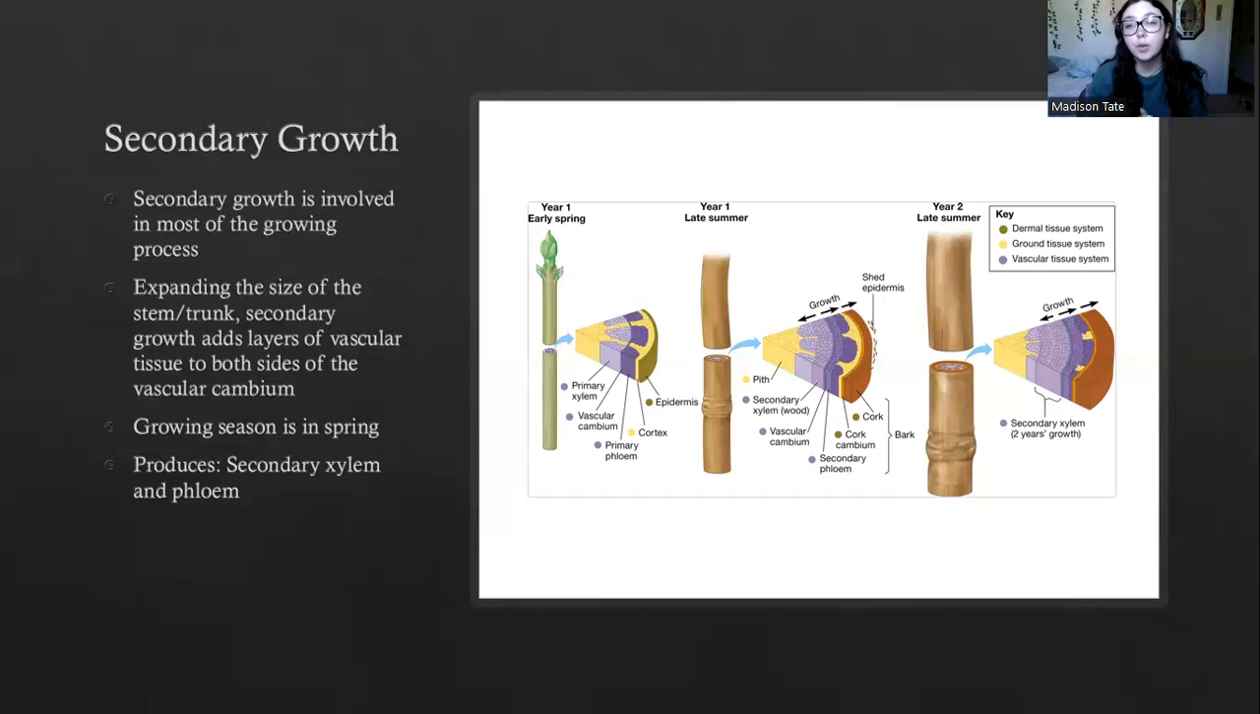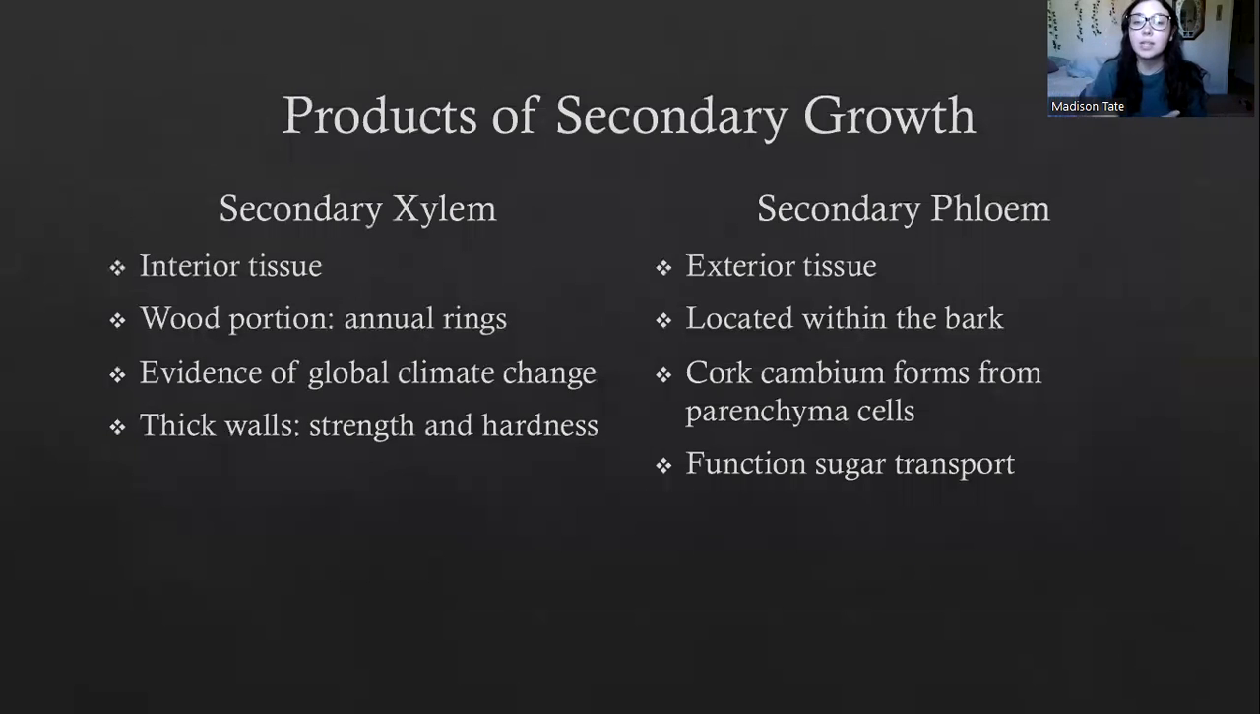And it is growing season within spring, and two products are also produced during secondary growth, which are secondary xylem and phloem. The products of secondary growth are xylem and phloem. Secondary xylem is interior tissue, and this is the wood portion of the plant. And what comes along with the wood portion is annual rings. And this is how we can tell the age of the tree.